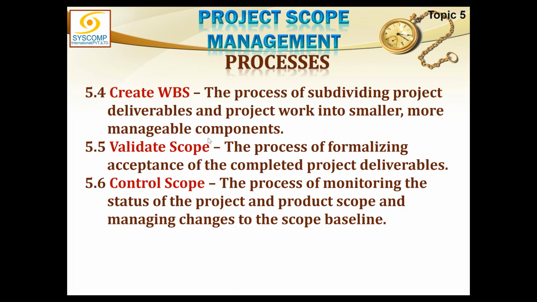Then in monitoring and control, we have validate scope. This is the process of formalizing the acceptance. This is user acceptance testing of the completed project deliverable. This relates with the deliverable only, not the work of the project. So if it is dealing with a deliverable, that must be dealing with a product scope. Control scope is a process of monitoring the status of project and product scope and managing changes to the scope baseline. This deals with the work of the project. This deals with the project scope.